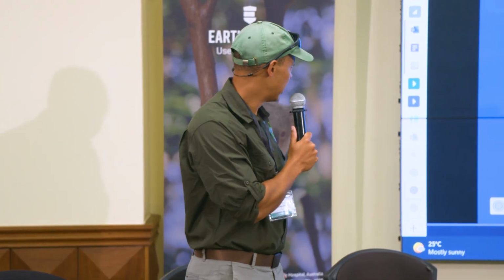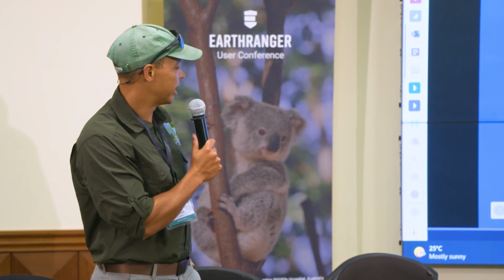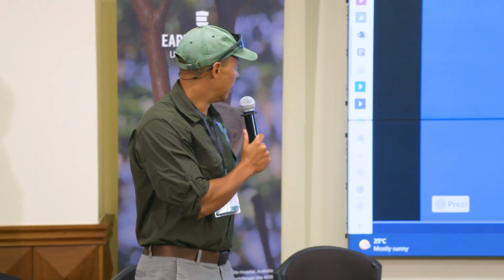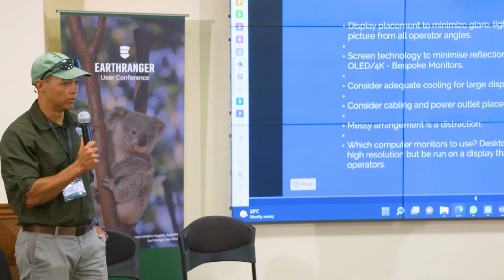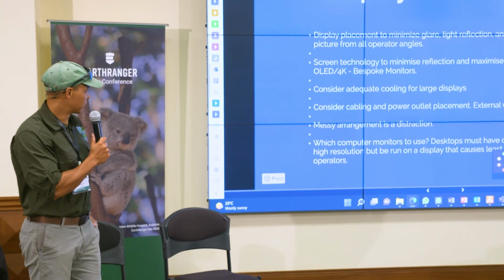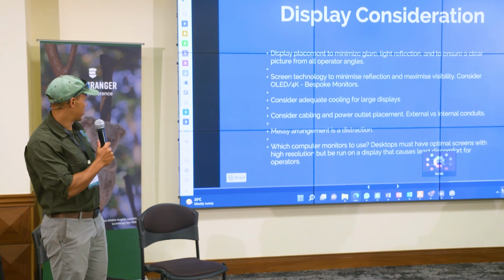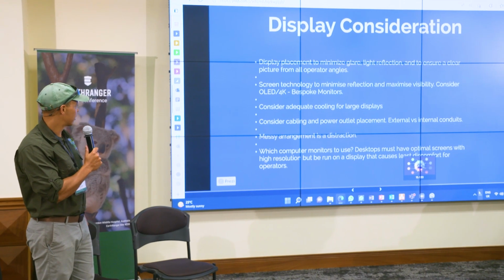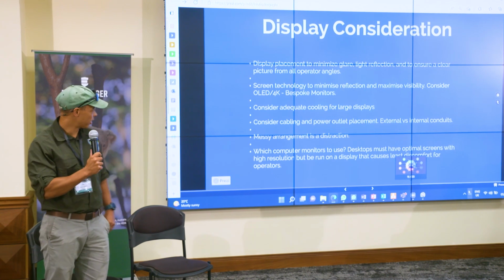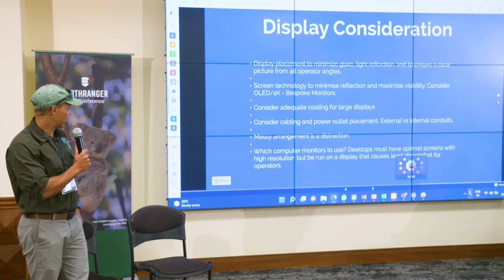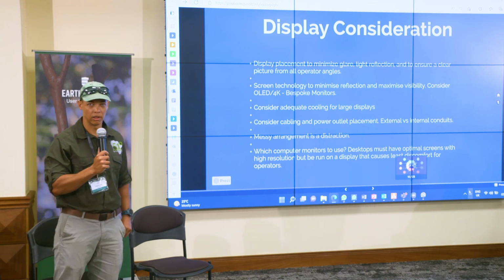All right, and then moving on to the displays. So again, to minimize glare, light reflection, so we can see the information clearly from all angles. So consider that when you're choosing your monitors, make sure that they're highly visible from all angles, okay? So some of the old school monitors, once you got to a bit of an angle, you can't really see what's on screen. So screen technology to minimize that, consider organic LED, 4K, okay, and bespoke monitors. Consider adequate cooling for large displays. They generate a lot of heat in some cases, not so much with the modern technology, but some of the older ones.